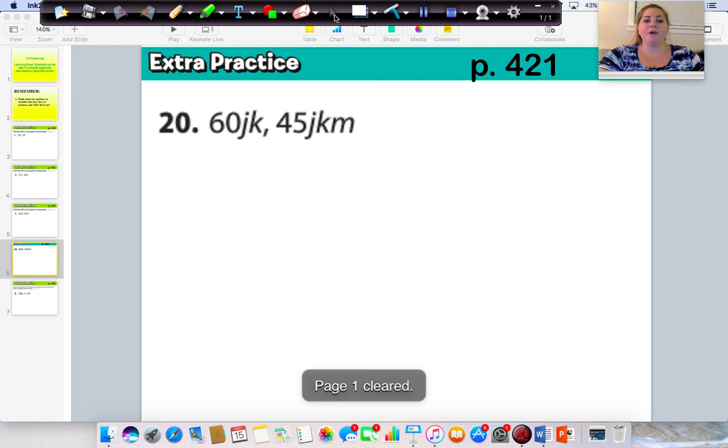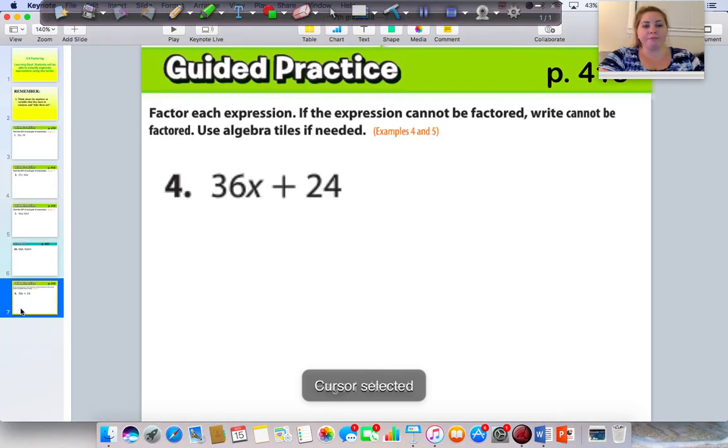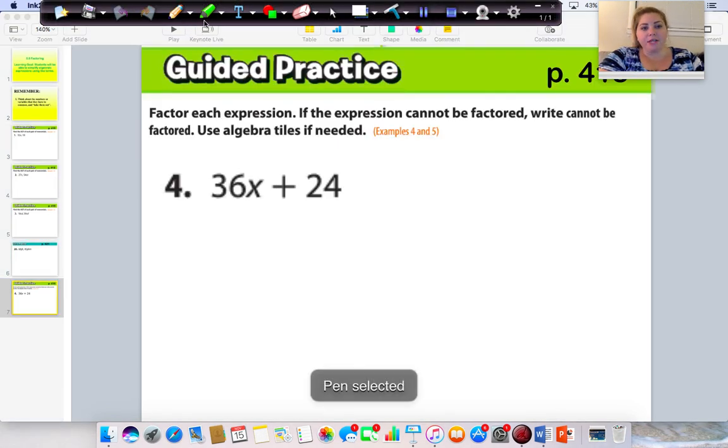All right, last problem. Okay, so we've got 36x plus 24. Here's what I was talking about. Look at this. We are factoring this expression, meaning we are undoing the distributive property. We are taking the number out. So you've got 36x plus 24.